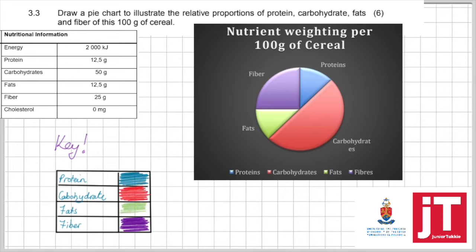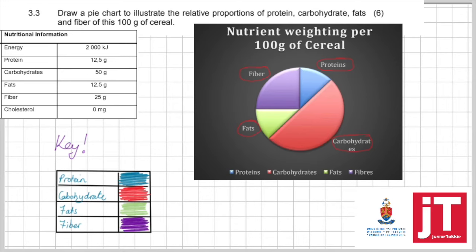I can do it through a key, as I've drawn there in the bottom left, or I can show the names of each of these, as you can see over there next to my pie chart. It's obviously better to have a key because there is no confusion there.